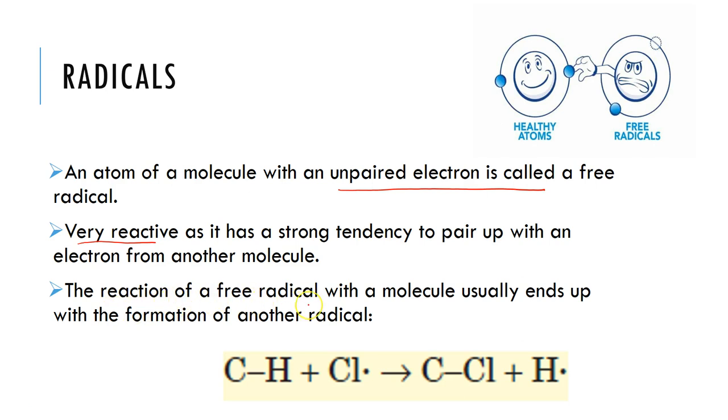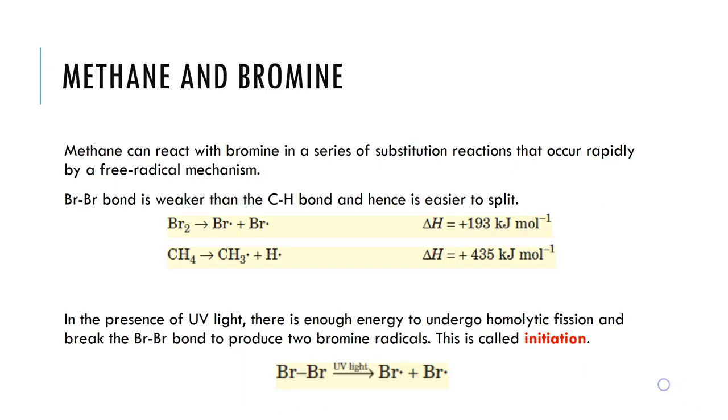So the reaction with a free radical, as soon as it comes into contact with another molecule, will generate another free radical. So if you look at this one here, if a chlorine radical comes into contact with a hydrocarbon where we've got a carbon-hydrogen bond, what will happen is that the chlorine will now jump in there, forming a new carbon-chlorine bond, but it'll kick out the hydrogen and leave it with a radical. So let's have a look at this in some examples.